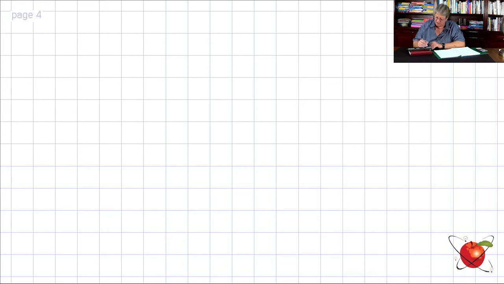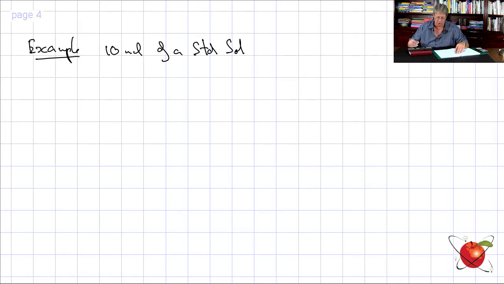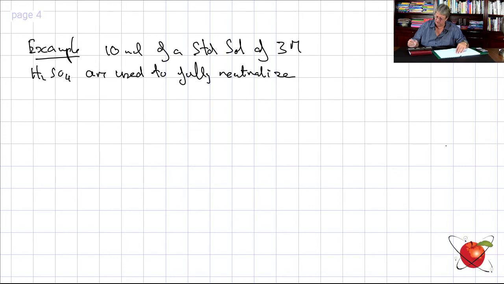My next question is this. Here's another example. 10 milliliters of a standard solution of 3M H2SO4 are used to fully neutralize 25 milliliters of NaOH. What is the concentration of the NaOH?